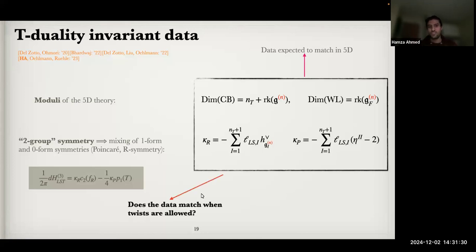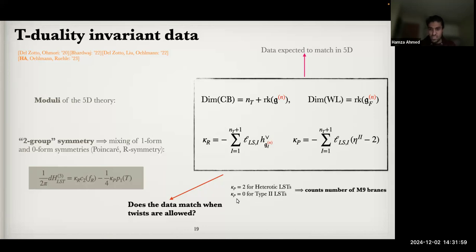So the goal of this work was, like I said, these were matched for the untwisted theories in these papers. One of the main goals of this work was to see if this continues to match when you allow for these twists. Field theoretically, you expect all of this to be true, but we wanted to do this explicitly and see if maybe we can find other duals that you wouldn't see if you only considered untwisted theories.